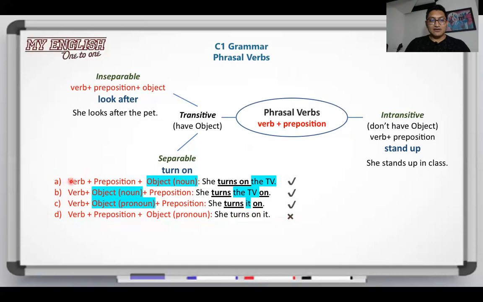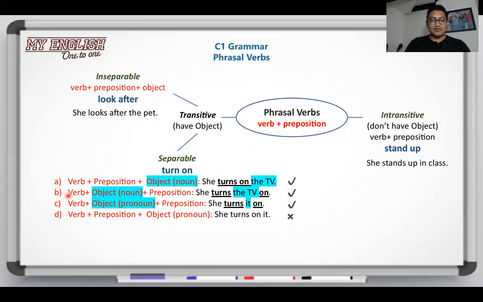Form A: verb plus preposition plus object, when the object is a noun. Example: she turns on the TV. This is the subject, this is the verb with a preposition, and this is the object, and the object is a noun.